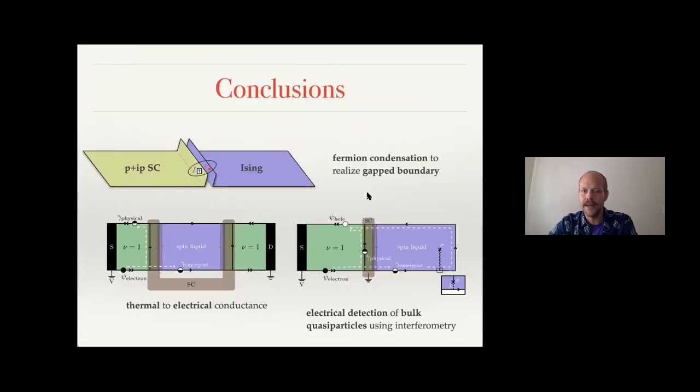Okay, and with that, I would just like to conclude. So I talked about how we could use a p plus ip superconductor interfaced with the Ising topological order and this fermion condensation process to convert physical fermions into emergent fermions, and then various electrical circuit elements, which allow us to give complementary experiments to this thermal Hall conductance using pure electrical conductance experiments, and also various interferometry experiments we can do in order to electrically detect non-trivial bulk anyonic excitations.